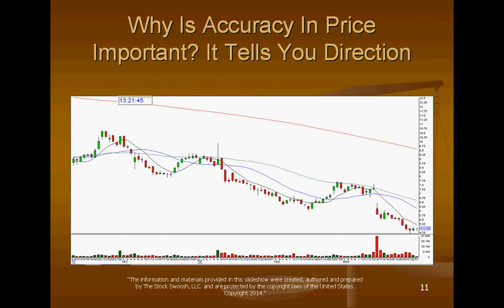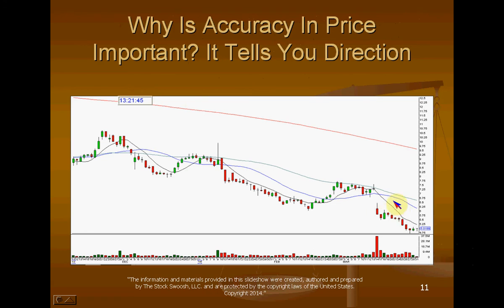So why is accuracy in price important? It tells you direction. This is a great example of something that I actually put out on YouTube before the call happened, that ARO was a good bearish gap on this day. This is a couple weeks ago, back on the 14th. However, if you didn't know what to do with this, you might have bought it.